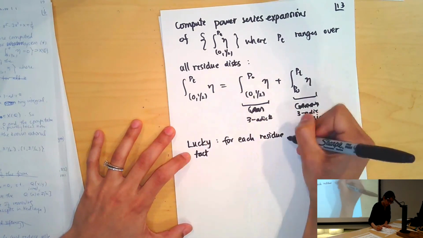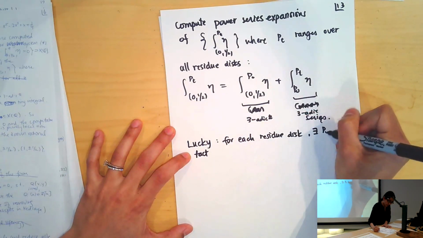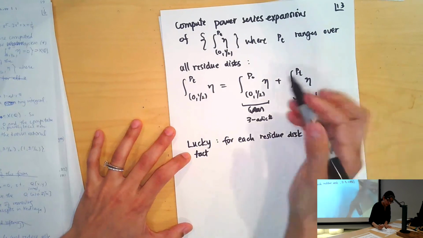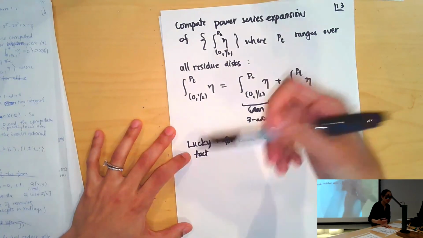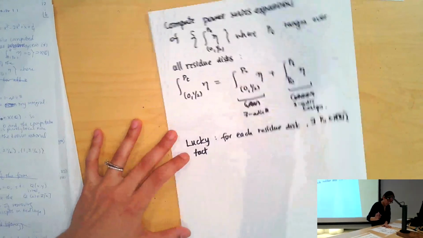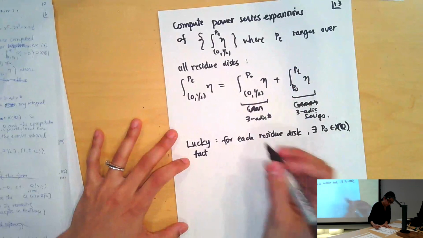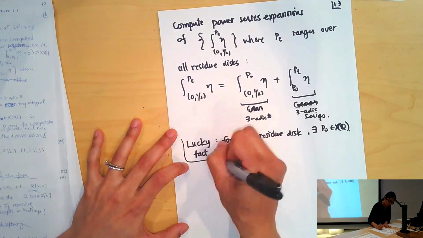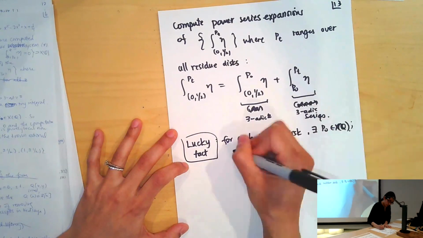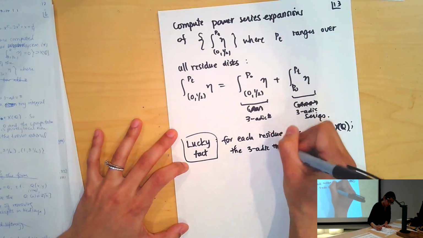the lucky fact is that for each residue disk, there is some rational point. And we know that if we're going to integrate from a rational point to another rational point, this integral vanishes. So we have this constant of integration. It turns out that we can take it to be 0. So the three-adic number is 0.